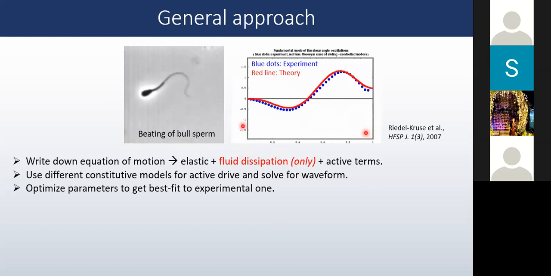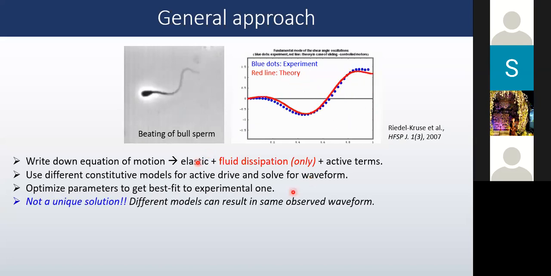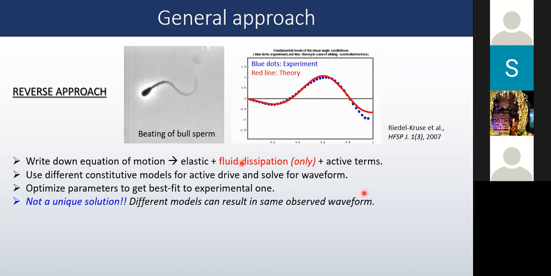All of this is good, but you start from an equation of motion and at the end you match to the experimental one through modeling. But what happens is, when you go through this system, you often don't get a unique solution. Different models for the active drive can result in the same observed waveform, and this has been the case. This I called a reverse approach: equation of motion and going back to the experiments. I said, why do that? Let's do the forward way.